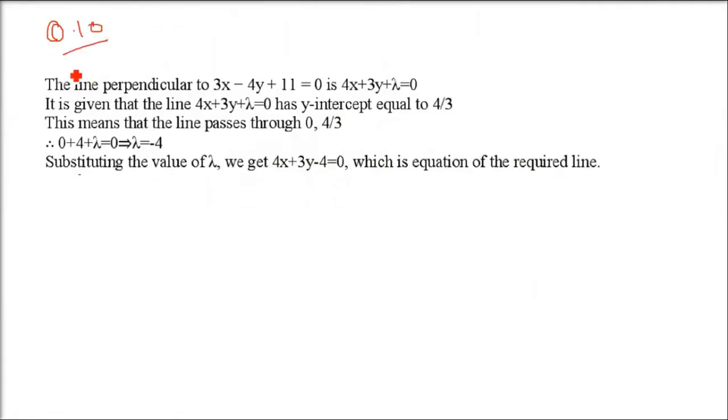This is question number 10. Find the equation of the straight line which has y-intercept equal to 4 by 3 and is perpendicular to 3x minus 4y plus 11 equals 0. So it will be 4x plus 3y plus lambda. And y-intercept is 4 by 3, so x is 0, y is 4 by 3. The line is perpendicular and passing through 0, 4 by 3. You get 4, lambda as minus 4. The equation will be 4x plus 3y minus 4 equals 0.